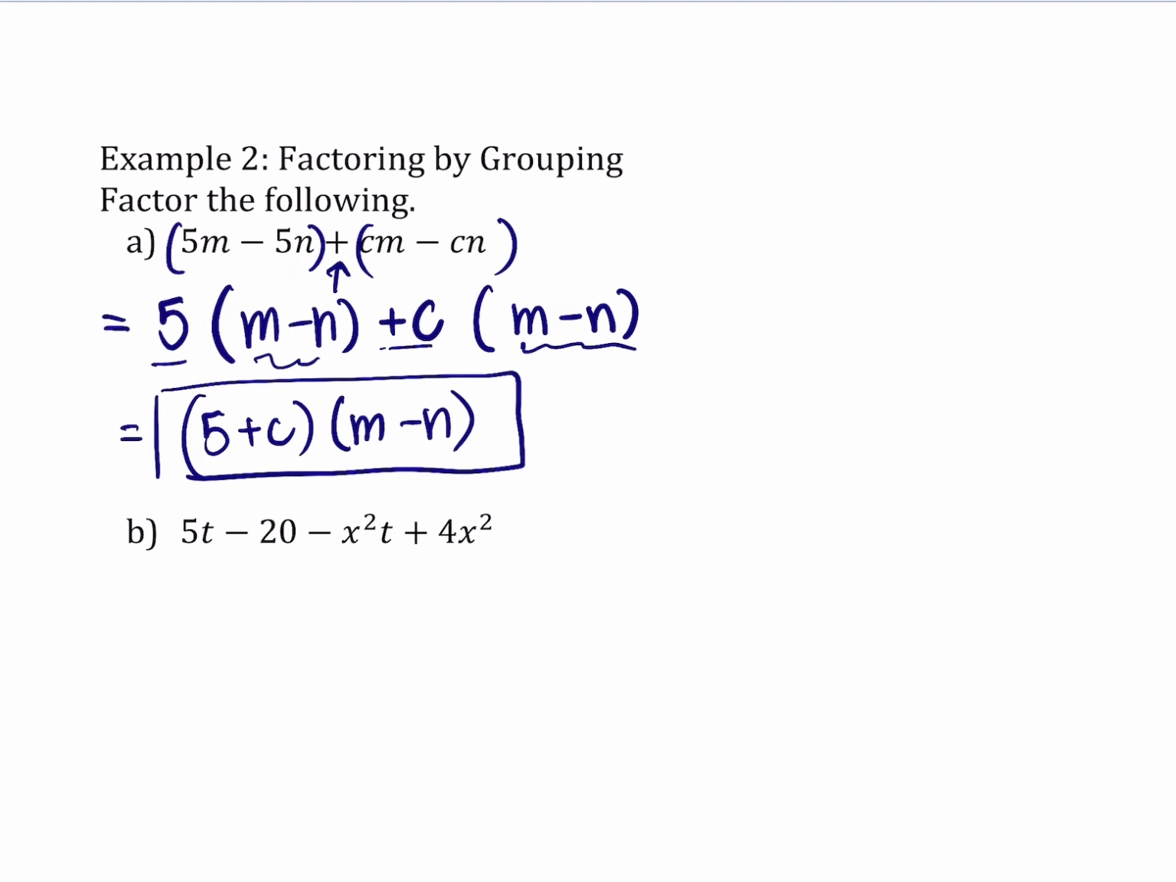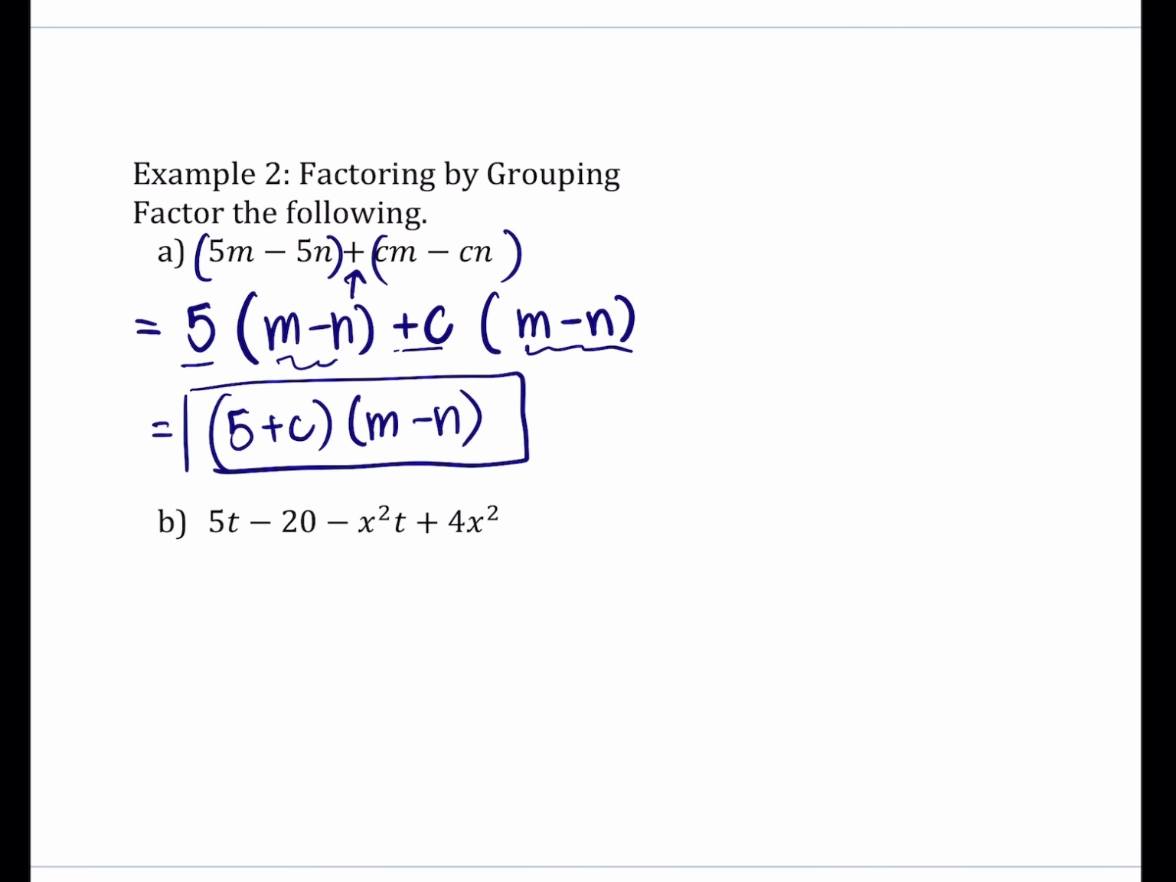For this one at the bottom, there's a minus sign there. What I actually want to do is keep that minus sign with the x squared t. And I can do that by changing it to plus a negative. So minus something is the same as plus a negative. So we have 5t minus 20 plus negative x squared t plus 4x squared. Okay, so I'm just keeping that same value the same, but now I just have that plus in the middle, and I'm able to group them without changing any values.